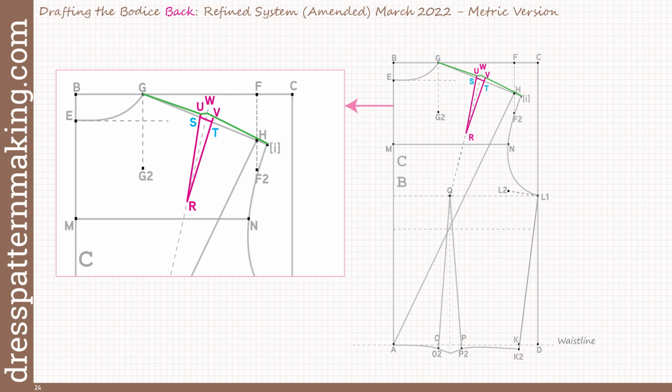Also, to be able to finish off the shaping of the shoulder line, extend the mid dart line out for a couple of centimeters. Then to draw the shoulder line, start at point I and draw a straight line to point V and continue until you reach the mid dart line. Then draw from the mid dart line to point U, then to point G.